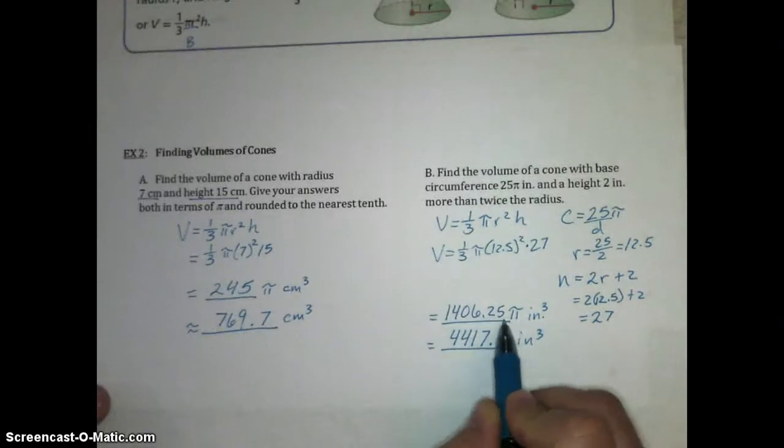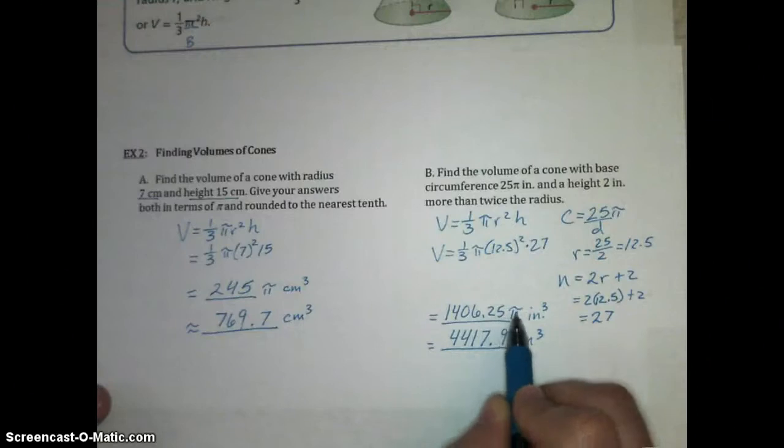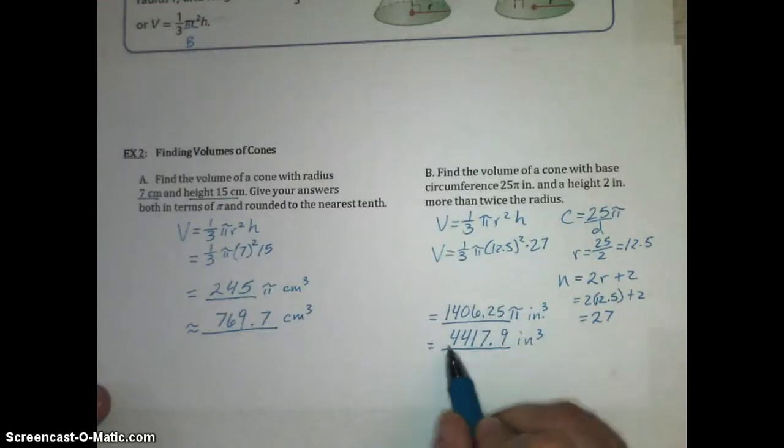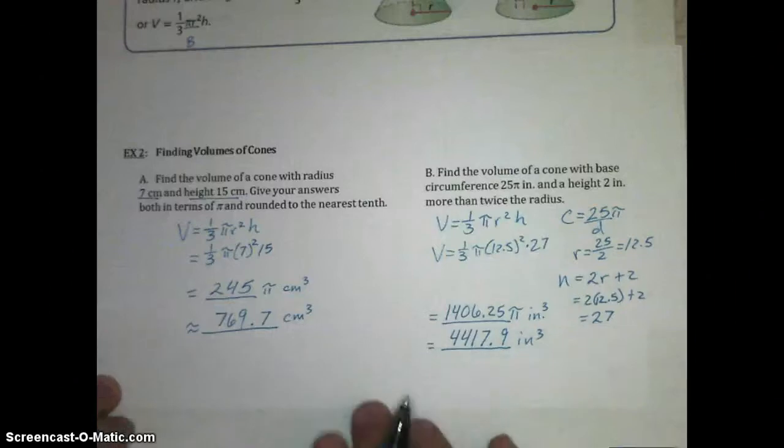1406.25 pi. We don't actually round that. It's the exact decimal 0.25. And then when we multiply by pi, we do round this to 4,417.9. Those are both in cubic inches.